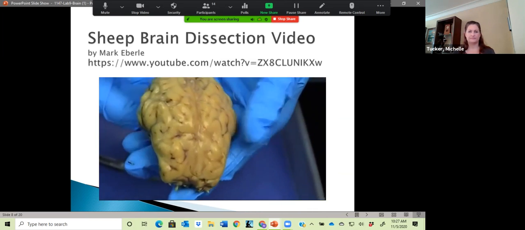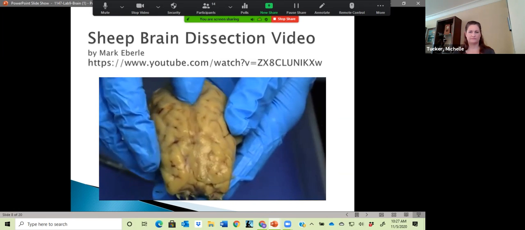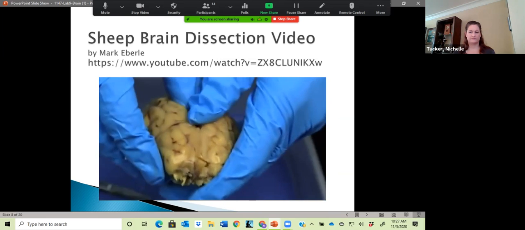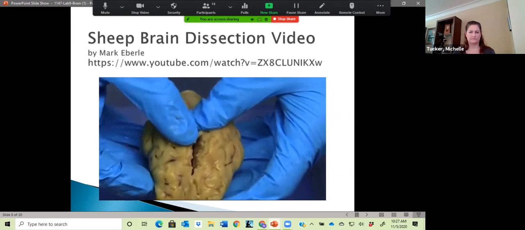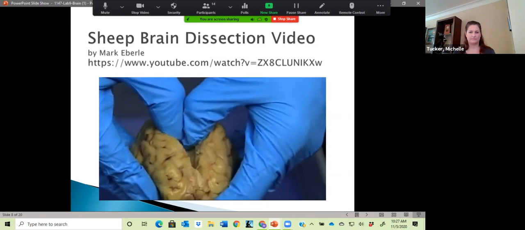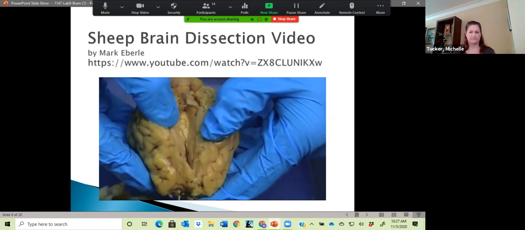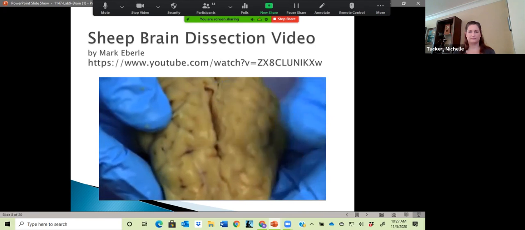When we're looking at the top of the brain, you can see the two halves of the cerebrum. And then if you use your thumb, you can gently separate the two halves and look down the longitudinal fissure, and you'll see the top of the corpus callosum. And we'll see that when we cut the brain into right and left halves.